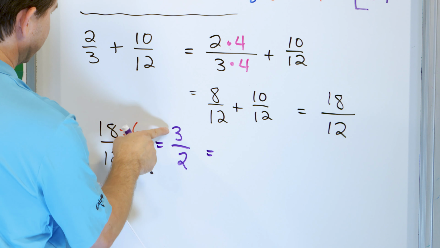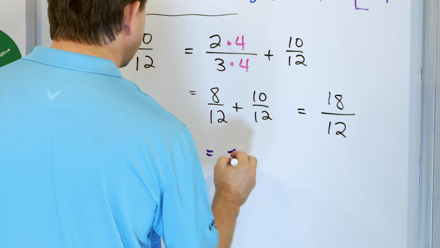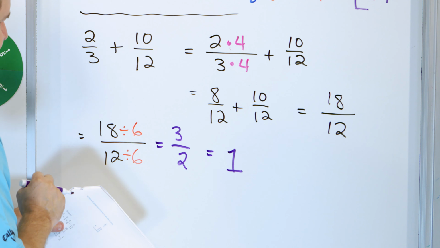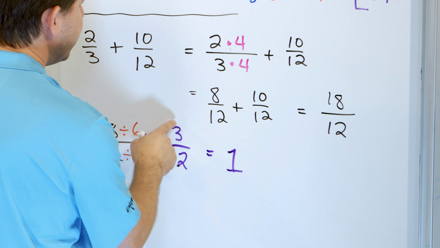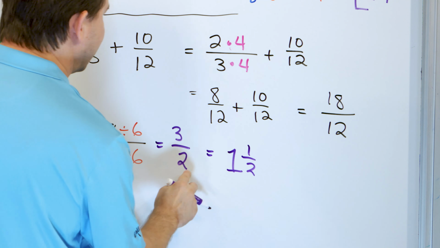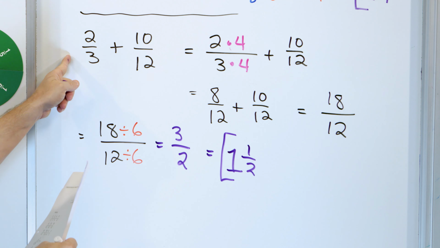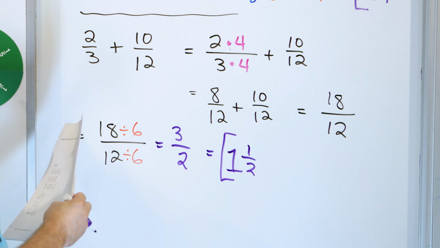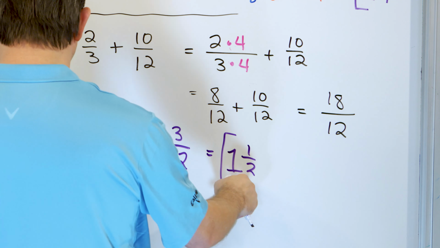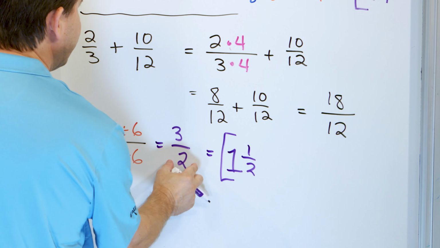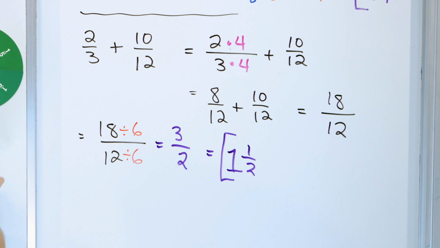How many times will 2 go into 3? It will only go 1 time because 2 times 1 is 2. The leftover remainder, 3 minus 2 is 1, and it's out of 2, so it's 1 1/2. So the answer to 2/3 plus 10/12, because they're such large fractions, you get an answer bigger than 1, and the answer you get is 1 1/2, or you could write it as an improper fraction, which is just 3/2. All right?